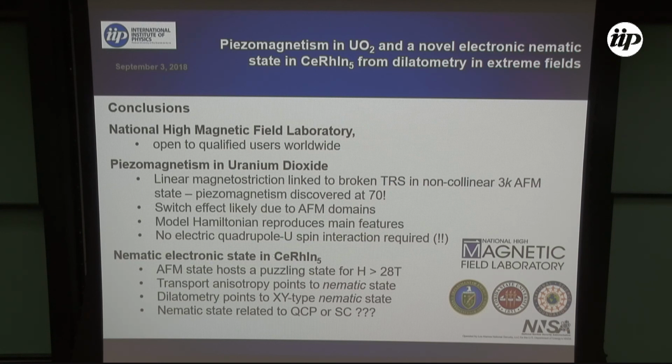In the nematic electronic state of cerium rhodium indium 5, the antiferromagnetic state holds a puzzling state for H larger than 28 Teslas. The transport anisotropy points to a nematic state. The dilatometry points to an XY type nematic state. We don't know yet if the nematic state is related to the presence of the quantum critical point or the superconductivity. There are plenty of examples for both in the literature.